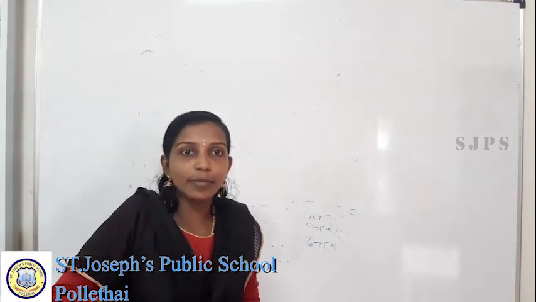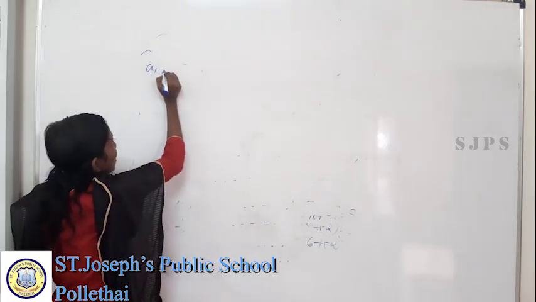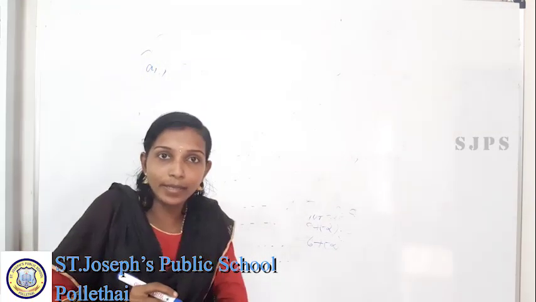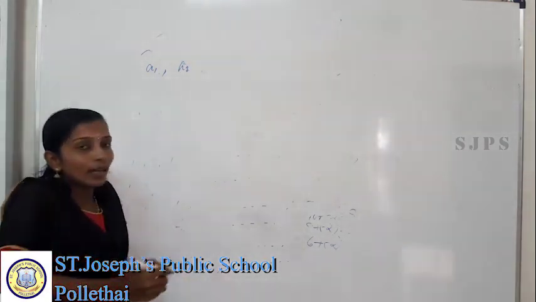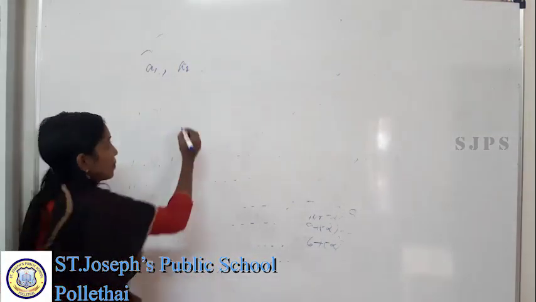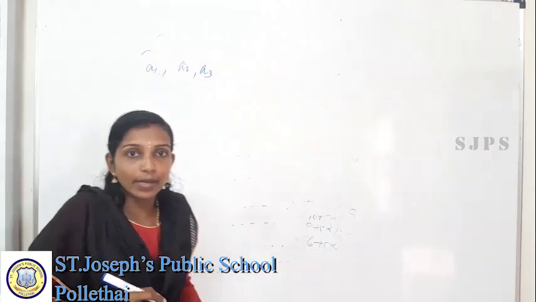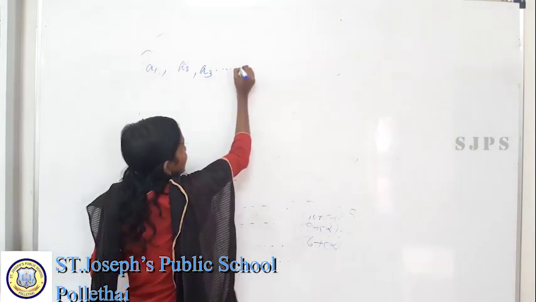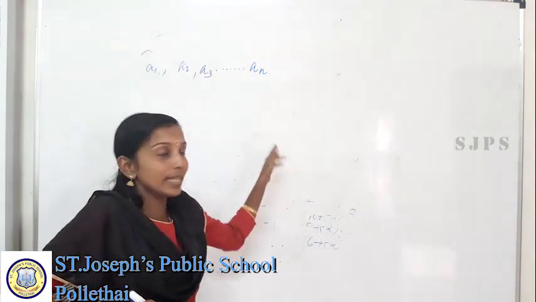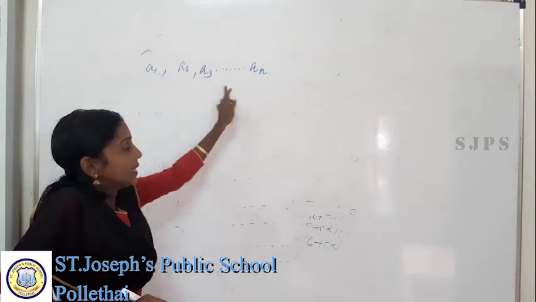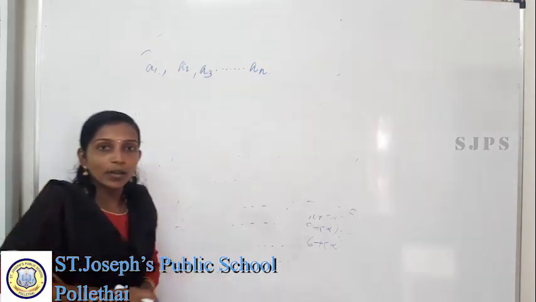Let the first term of an AP be a1, the second term be a2, the third term a3, then the nth term as an. So here we get an arithmetic progression a1, a2, a3, etc., an. And take d as the common difference.